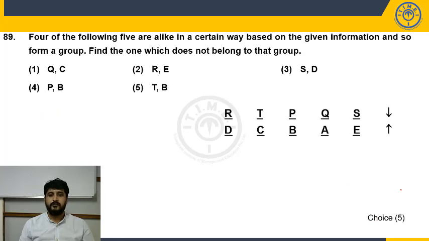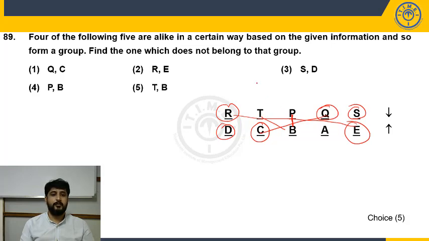Next, the odd one out question. QC. Q is here, C is here. Okay. Next, RE. R is here, E is here. Diagonally opposite. SD. S is here, D is here. Diagonally opposite. PB. Opposite. TB. Not opposite. Except TB, remaining all are in diagonally opposite positions. So choice 5.